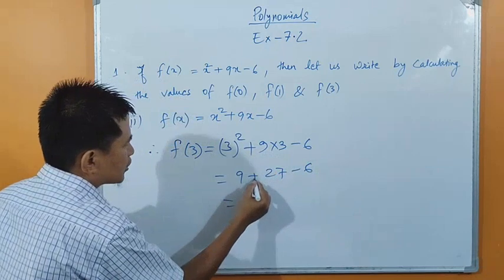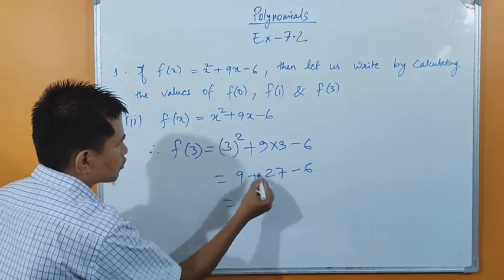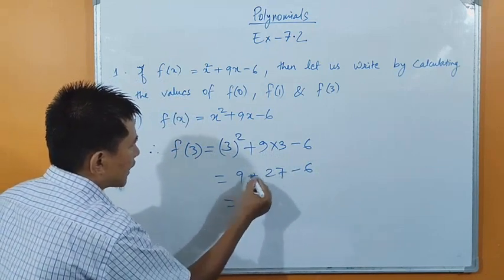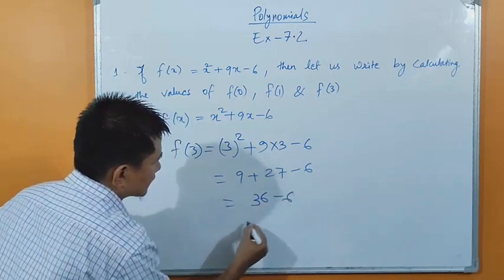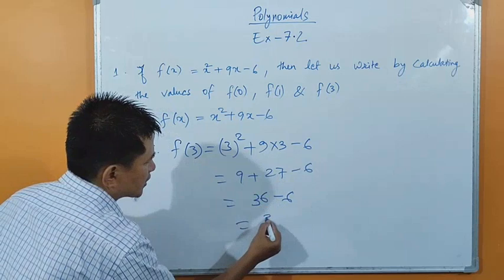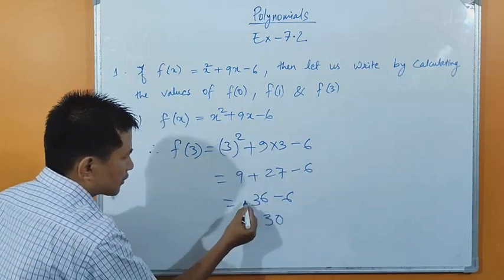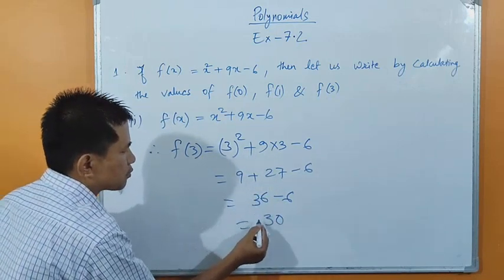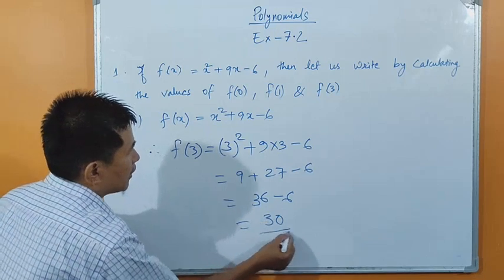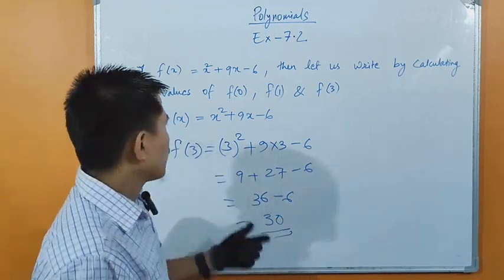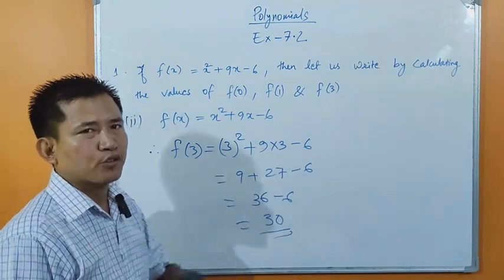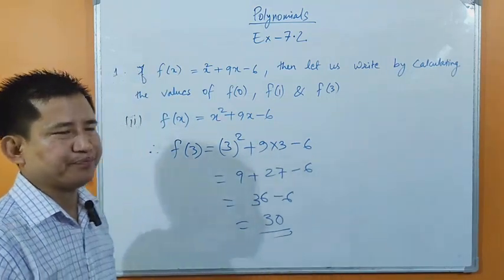And 27 is positive, 9 is also positive, so we need to add these two numbers. 9 plus 27 is 36, then 36 minus 6. So 36 minus 6 is 30. The sign of the greater number comes here, so 36 is positive, and we write plus here. The value of f(3) is 30. Now we have completed question number 1, so let us go to question number 2.